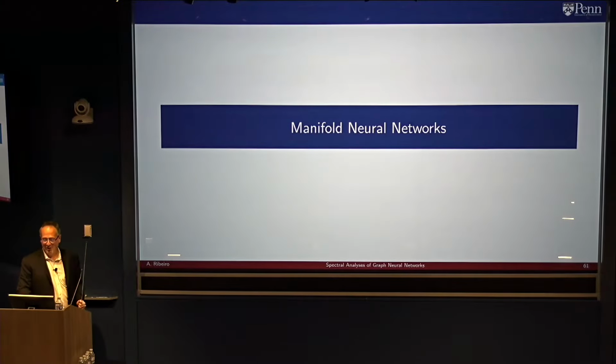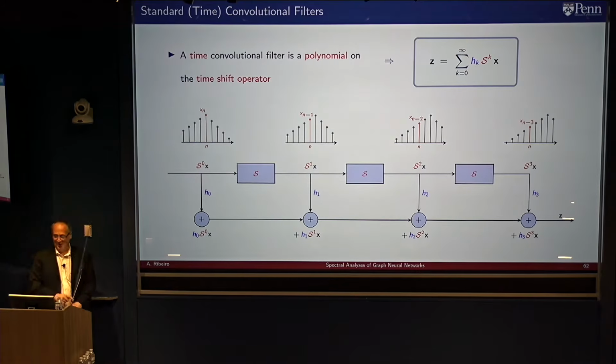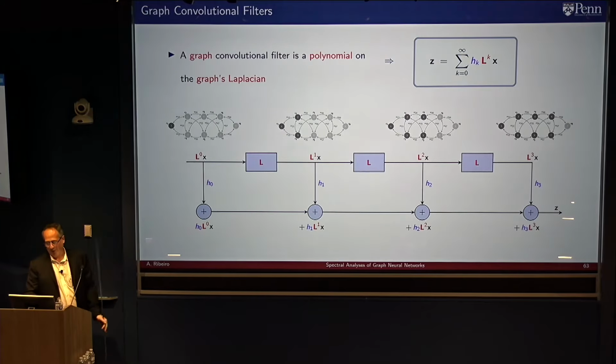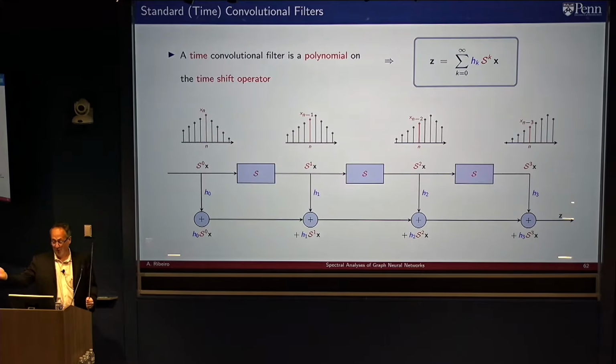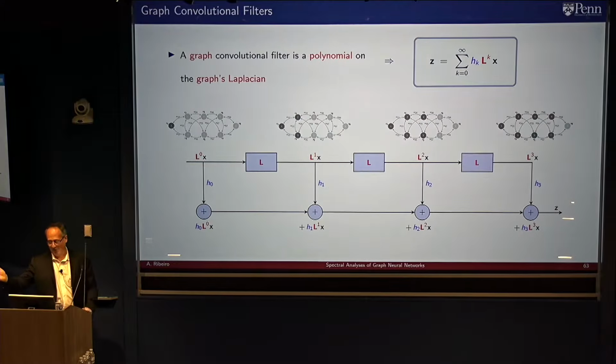Anyways, let's talk about manifold neural networks for a minute. So these are standard time convolutions. What are standard time convolutions? They're polynomials on the time shift operator. What is a graph convolution? It is a polynomial on the graph's Laplacian. Therefore, what is a manifold convolution? A time convolution is a polynomial on the time shift operator. A graph convolution is a polynomial on the graph Laplacian. Therefore, a manifold convolution is a polynomial on the manifold Laplacian.